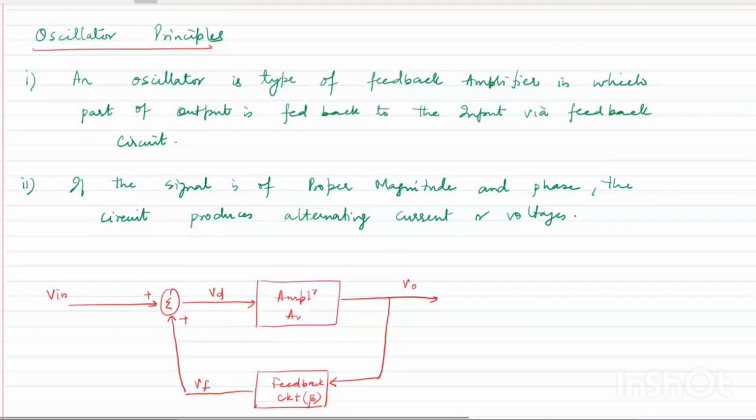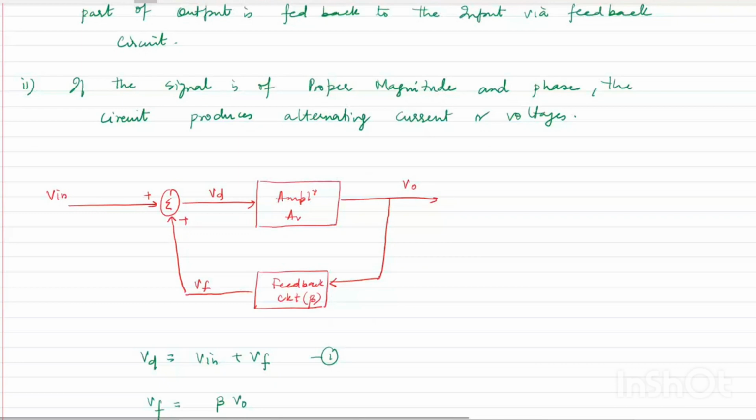What is the principle here? It has a feedback amplifier in which part of the output is fed back to the input via a feedback circuit, and the signal produced at the output is nothing but an alternating current or voltage, right?